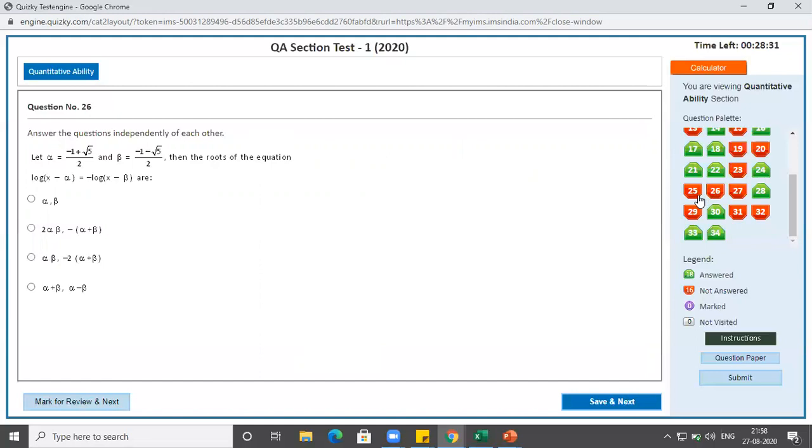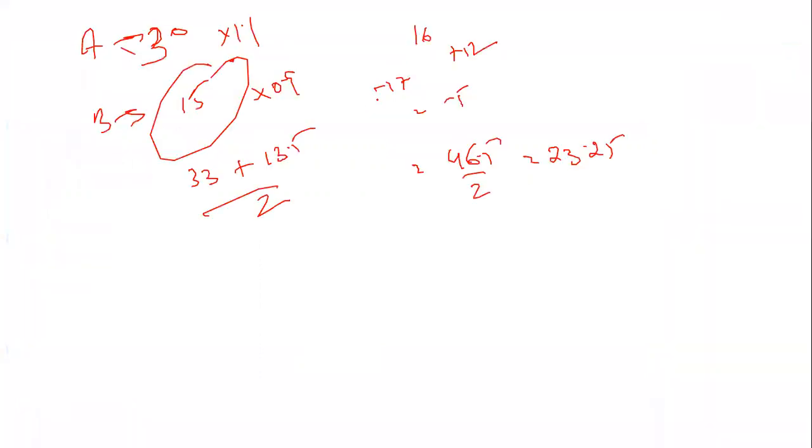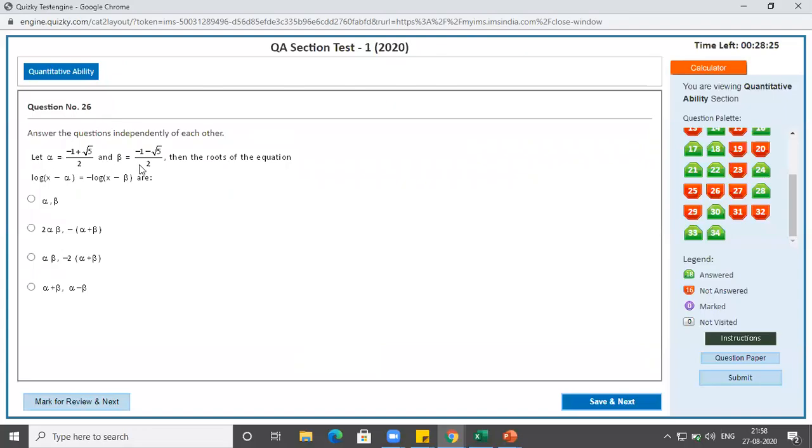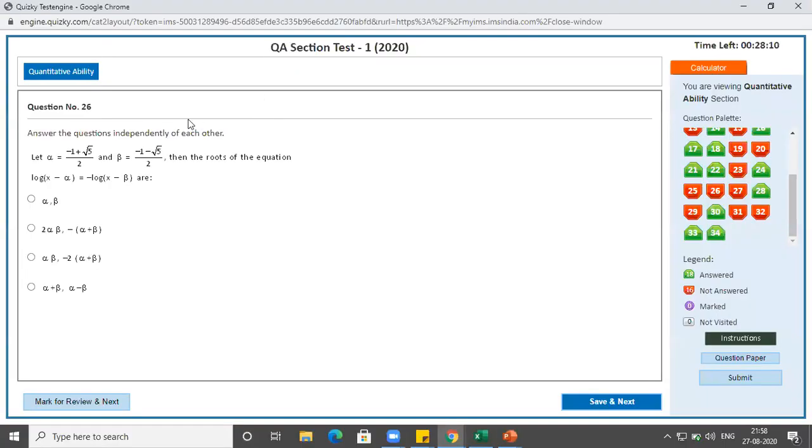Answer the questions independently of each other. Let alpha and beta be given. I have to find the roots of the equation log of x minus alpha plus log of x minus beta is equal to 0.